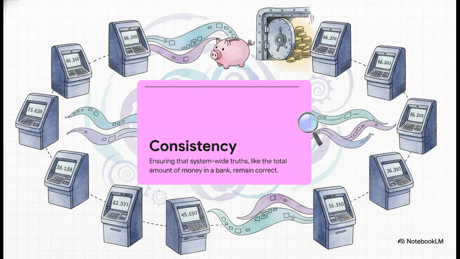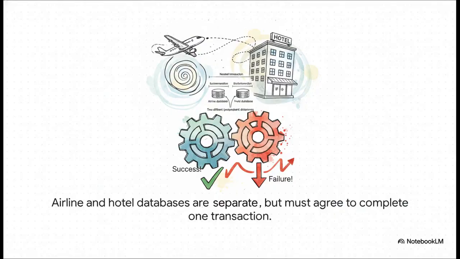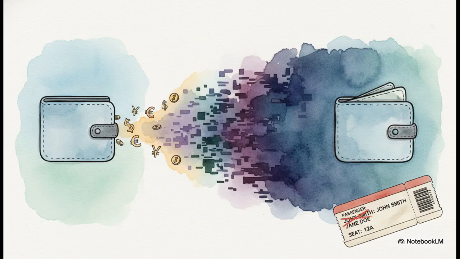Think about your bank. Every single ATM everywhere in the world has to agree on your exact account balance. There is just zero room for error. Here's a great example: booking a trip. The airline's computers and the hotel's computers are two totally separate systems. But for your booking to actually go through, they have to coordinate perfectly. They have to agree that the flight is booked and the room is booked. If one says yes and the other says no, the whole thing just falls apart. And the consequences, if you don't solve this problem, are a disaster.